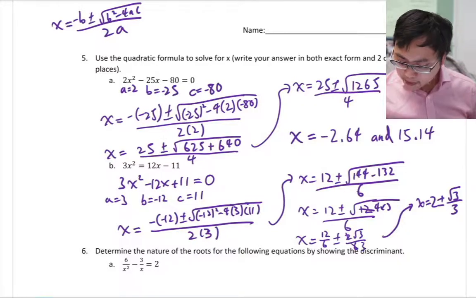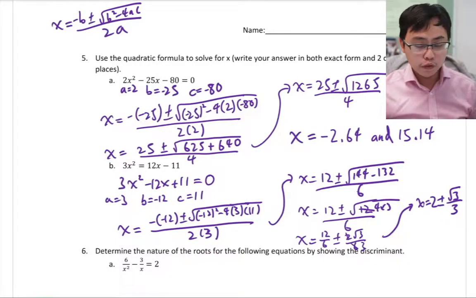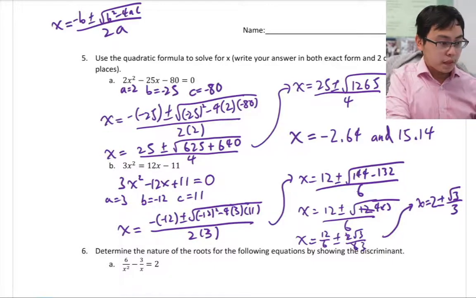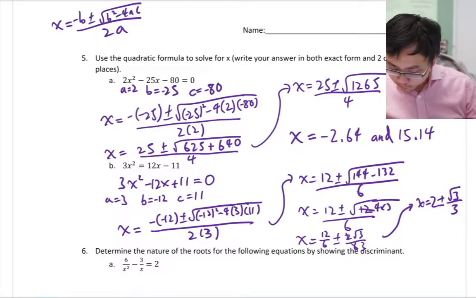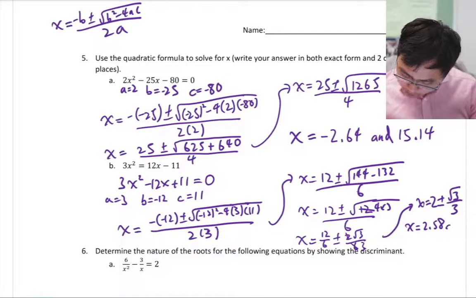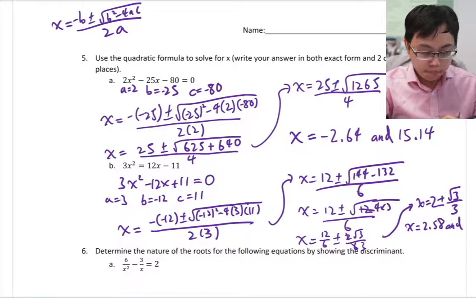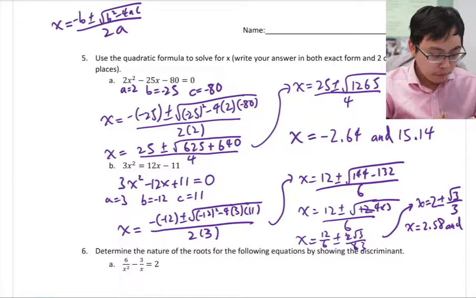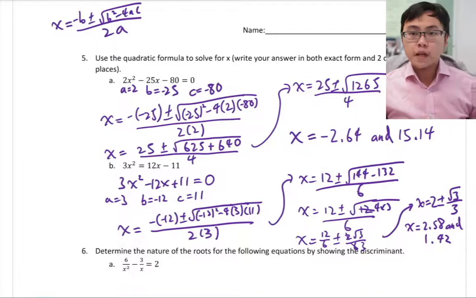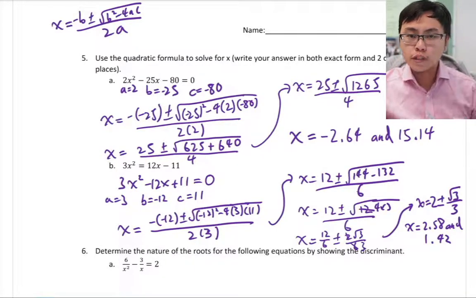So this is the exact form, and then you also want to put it into your calculator to get the decimal places. The first value will be x is equal to 2.58, and the second one, this time is minus, so let me go back, 2 minus root 3 over 3, that's 1.42. Okay, I'll do the last 3 questions in the next video.